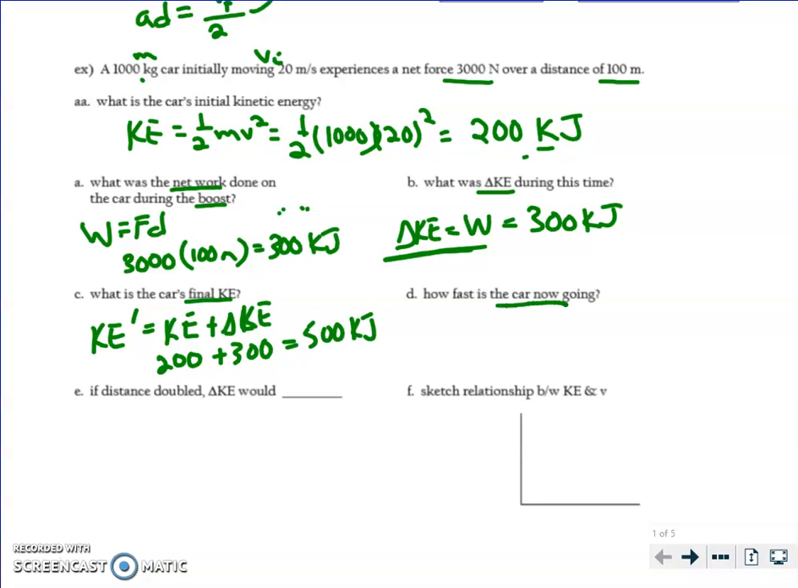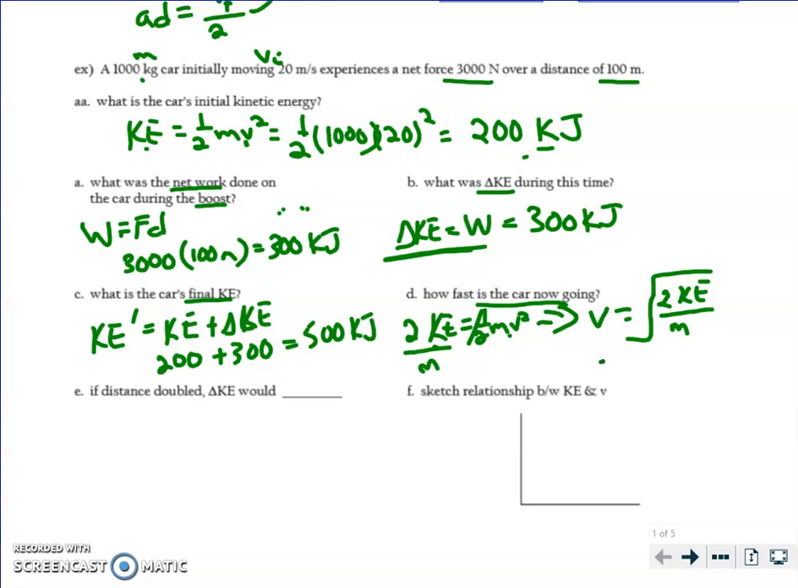So how fast is the car now going? We can take this, and now that we know kinetic energy, we can set it equal to 1/2 mv squared. So whereas in this problem we use V to find KE, now we're going to use KE to find V. So I'm going to solve algebraically because I think it's good for you to see this. If I solve for V, I multiply both sides by 2, divide by m, and then take the square root. So it's the square root of twice my kinetic energy divided by my mass.